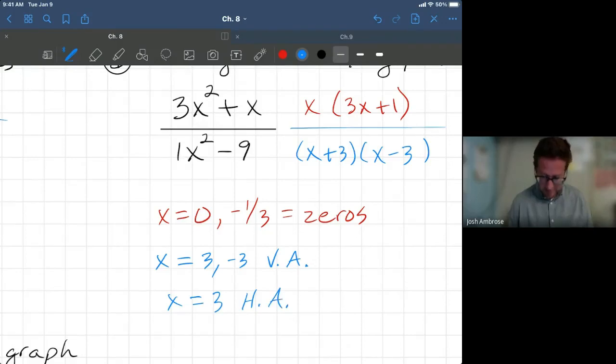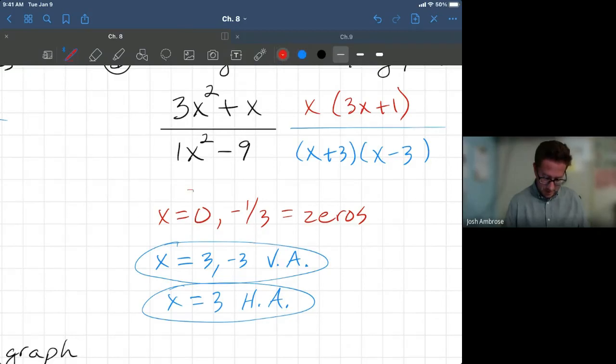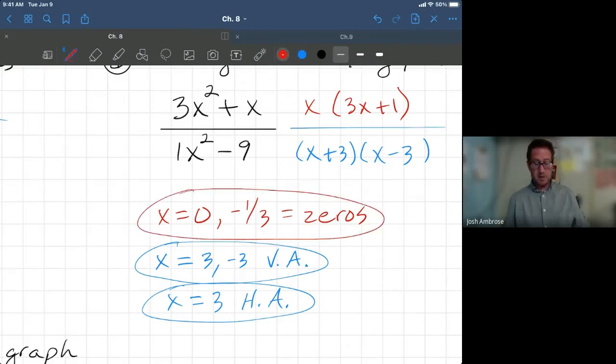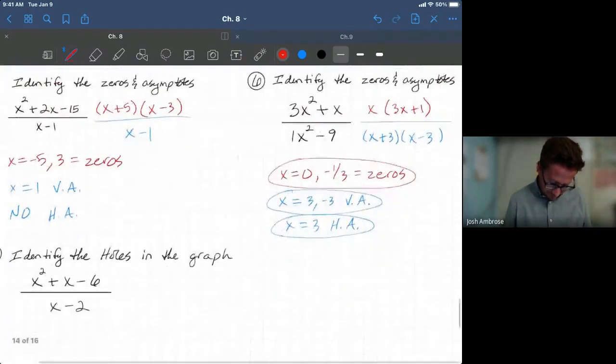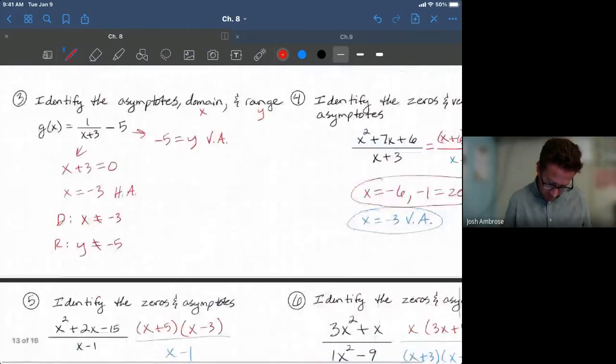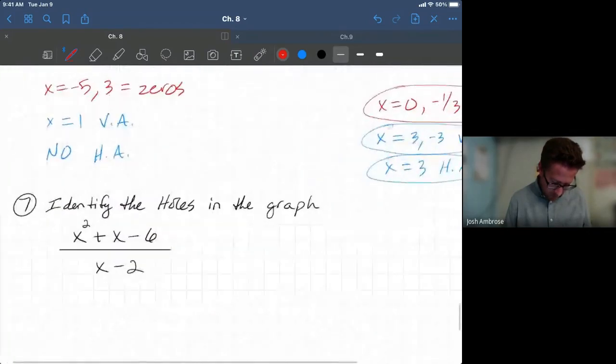So that means we're going to have one more piece here where y equals 3, and that is the horizontal asymptote. Okay, so we're going to need this piece, and this piece all right here. So that gives us the zeros, both the vertical and the horizontal asymptotes. All right. So that covers that. And we got one more problem to go.